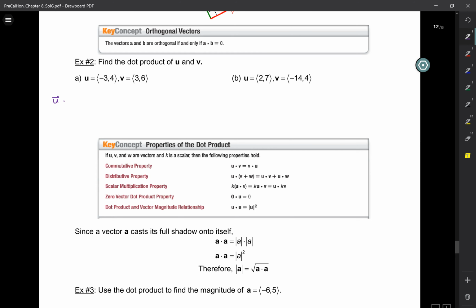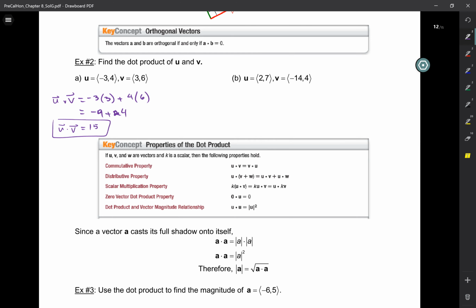All right, so u dot v is going to be, remember it's a scalar, so it's going to be negative 3 times 3 plus 4 times 6. Negative 9 plus 24. So u dot v is equal to 15. And that's all it is. It's just as straightforward as that.